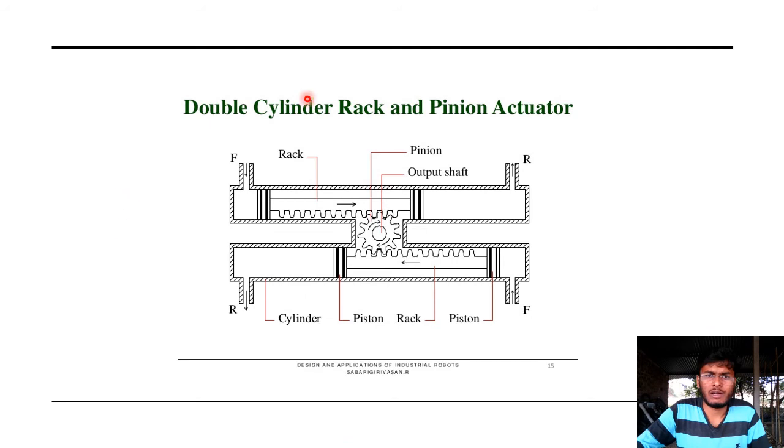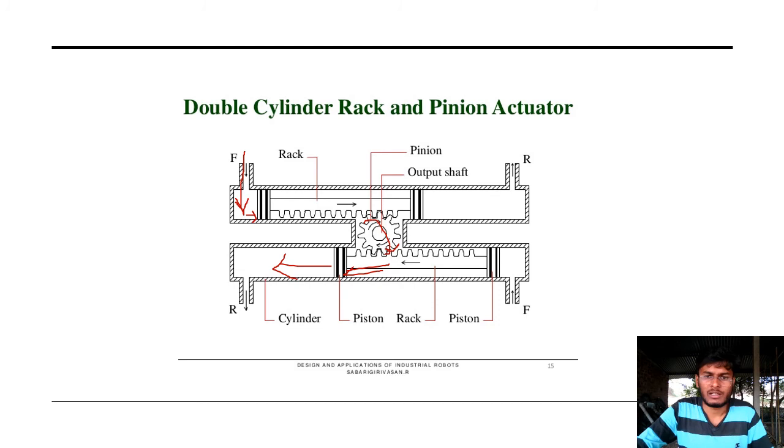So next one is the double cylinder rack and pinion actuator. This is the same procedure as the single cylinder rack and pinion, but there are two racks and two cylinders provided, and only one pinion. So we see here, first of all, if we apply fluid pressure from the left side port, then the fluid pressure is exerted on the piston and that rack moves in the right side direction. With the help of that rack, the pinion rotates in the clockwise direction, and when the pinion rotates clockwise, the other rack moves in the left side.